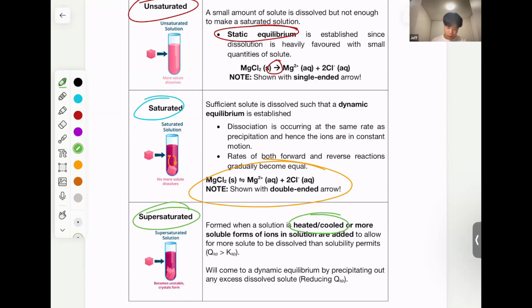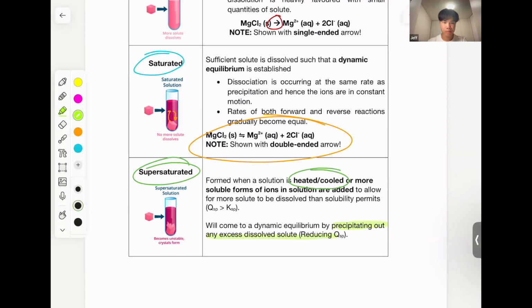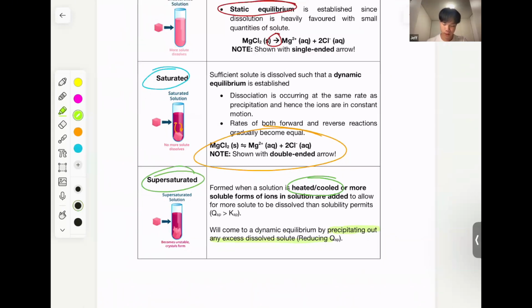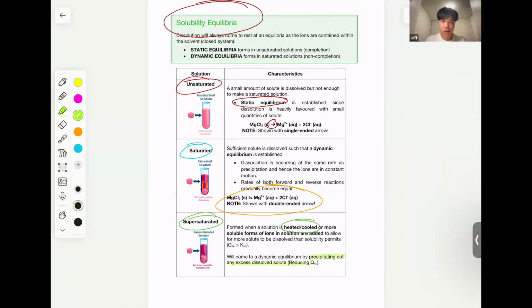Whenever you have this supersaturated case, what will happen is you have the precipitation of those ions in order to return to just being saturated rather than supersaturated. You'll have the formation of a precipitate. And those are your three cases for solutions. They can be unsaturated, saturated, or supersaturated. Any questions there?